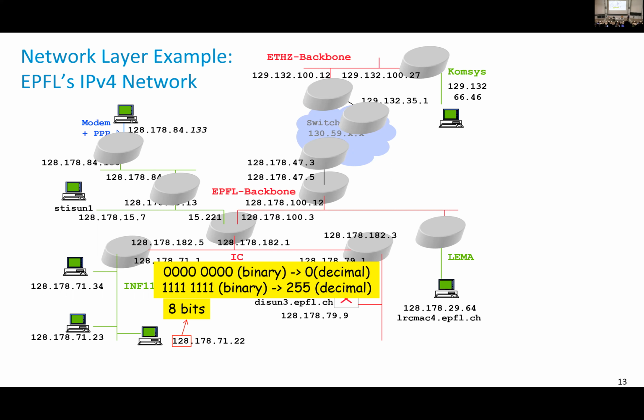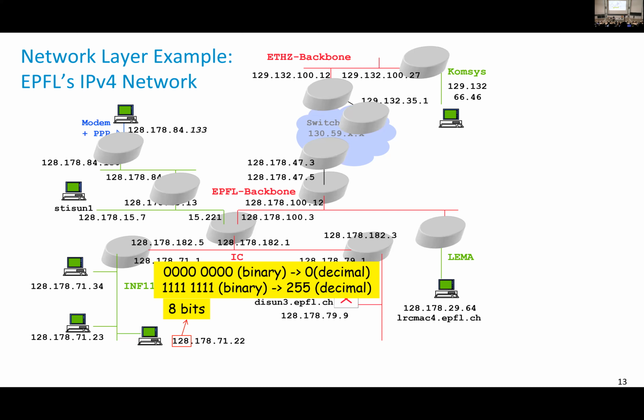IP exists in two versions. The old version, which is still the most widespread in use, and at EPFL, unfortunately, sometimes we have only this one, is called IP version 4. Versions 1, 2, 3 were experimental versions that very quickly evolved towards version 4, which is the first large-scale mature version of IP. And IP version 4 addresses are 32 bits.